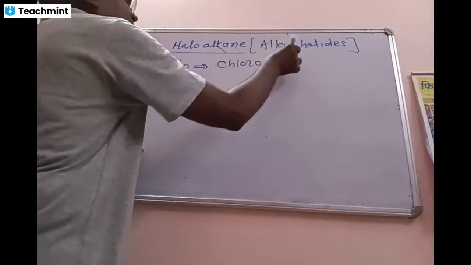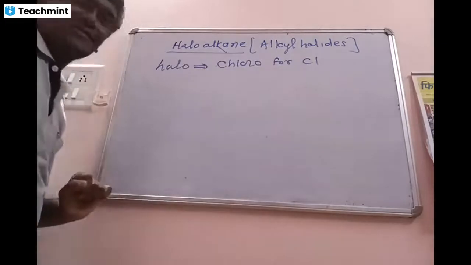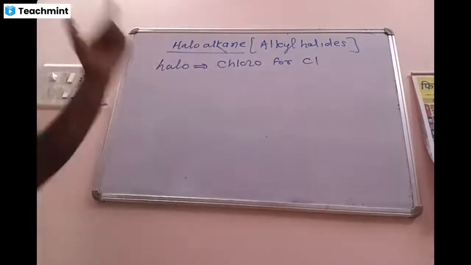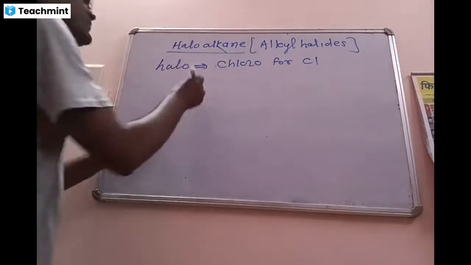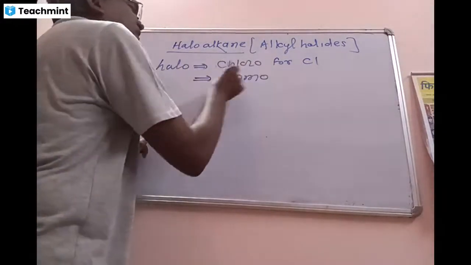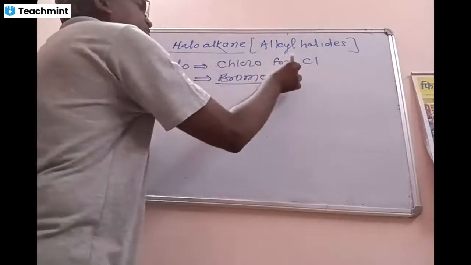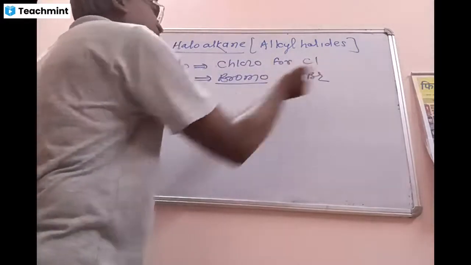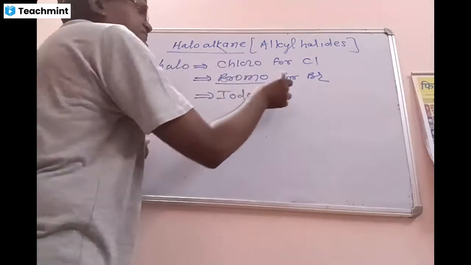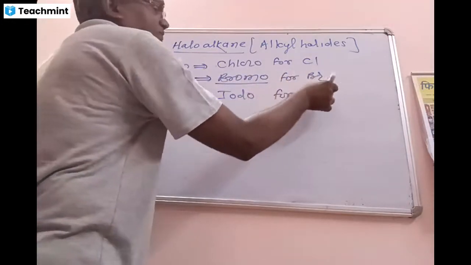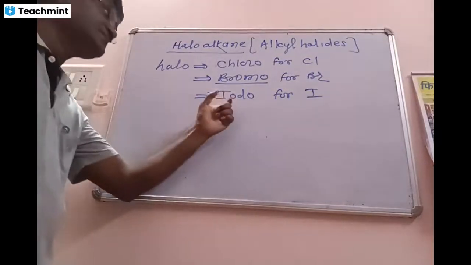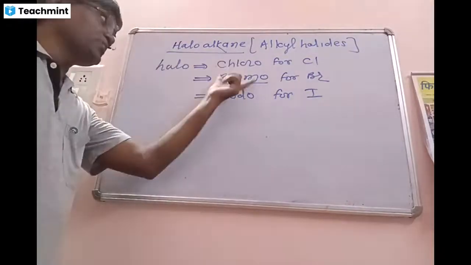chloro for Cl. यदि नाम में क्लोरो है तो फॉर्मूला में कहीं ना कहीं पे Cl दिखना चाहिए, ठीक है? And if you have a name containing the word bromo, then there should be Br somewhere. If you have iodo in the name, then in the formula there should be I. You got this difference? Halo is equivalent to chloro, bromo, and iodo.